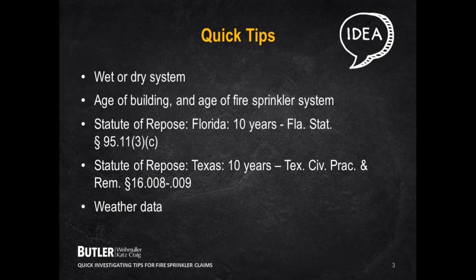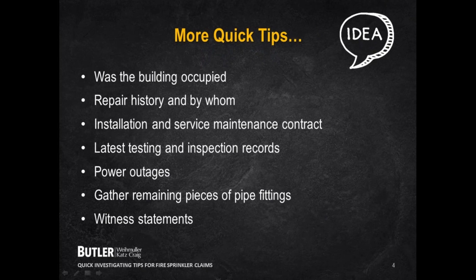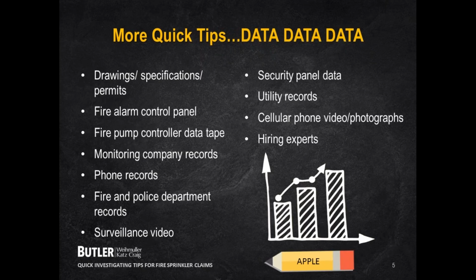And the other quick tip to identify is the weather data. Not only are we looking at the date of the loss weather, you want to know what is going on in the area, in the surrounding area, a few days prior to the water loss event. If you have sub-zero temperatures for an extended three-day period, a lot of that goes into the factoring of whether or not we're going to have good subrogation potential.